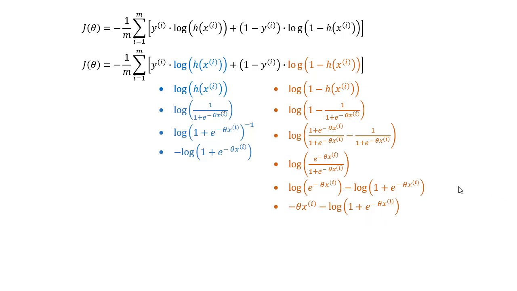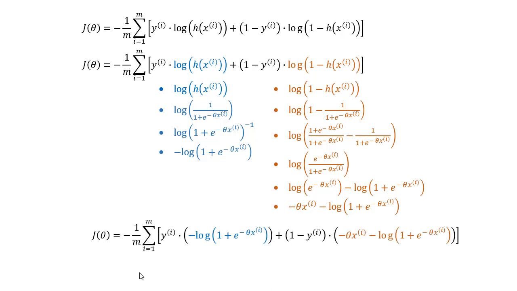So now I'm going to substitute that back into my expression, and I'm going to get the new cost function: negative 1 over m summation y times this new piece, negative log of 1 plus e to the negative theta x, plus 1 minus y times this new expression, negative theta x minus log of 1 plus e to the negative theta x. So that is my new cost function.